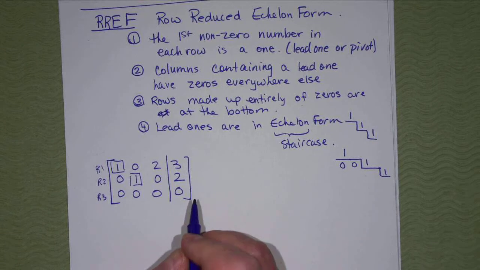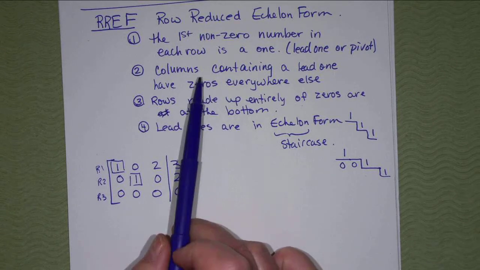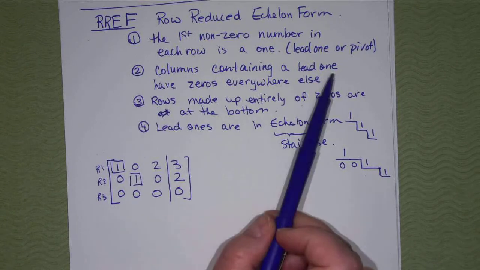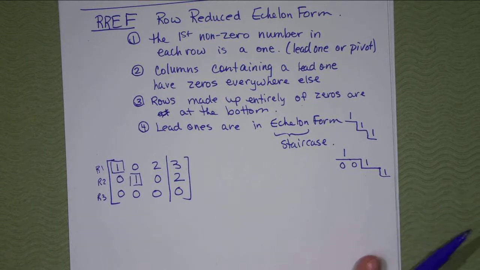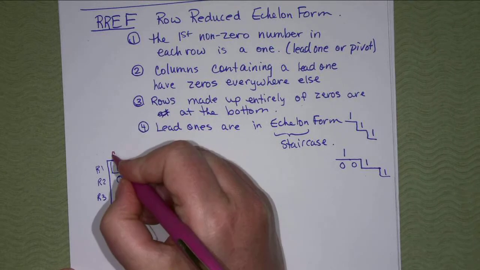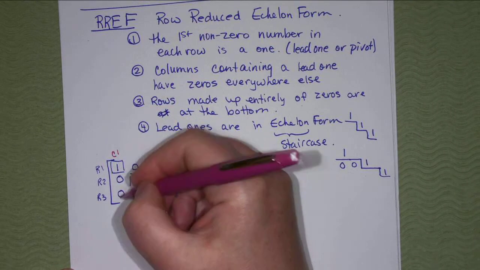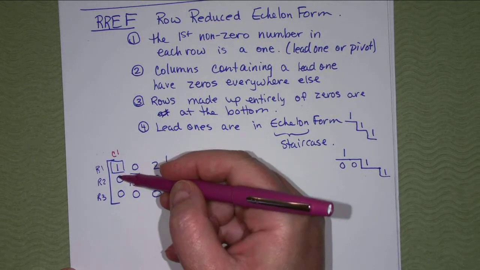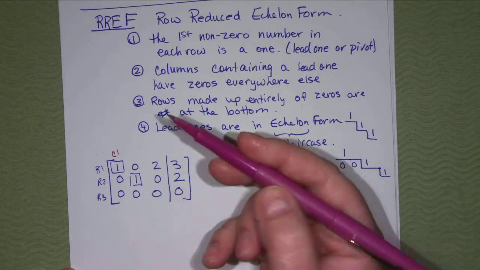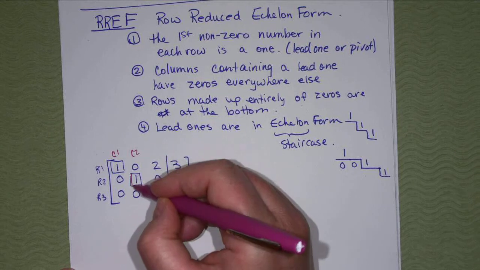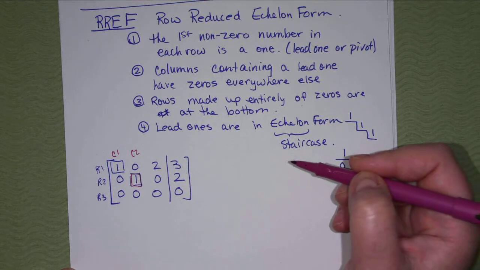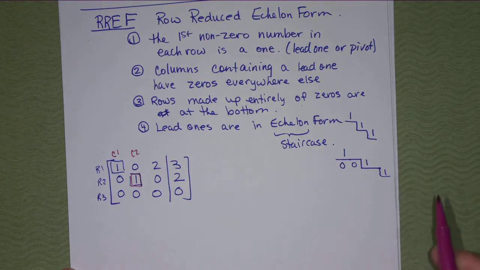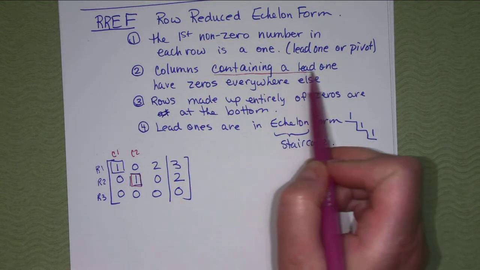Criteria 2, columns containing a lead 1. So I did a little square around those lead 1s. In the column, everything else is a 0. So if we have a lead 1, we've used it and we've made everything else in that column a 0. Here's column 2, here's our lead 1, everything else in that column is a 0. And this column does not contain a lead 1, so we don't need to worry about that. This is just in columns containing a lead 1. So we only have to worry about 2 columns there because there's only 2 lead 1s.